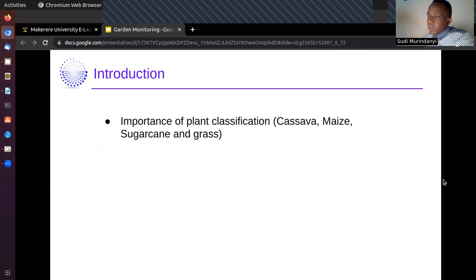On the importance of plant or crop classification, we know that these crops play a crucial role in food security and income generation. And furthermore, coming up with these sorts of classifications can be really helpful and is essential to the community in general.